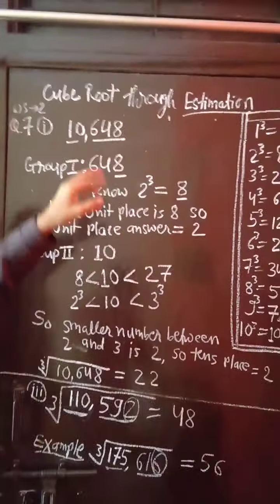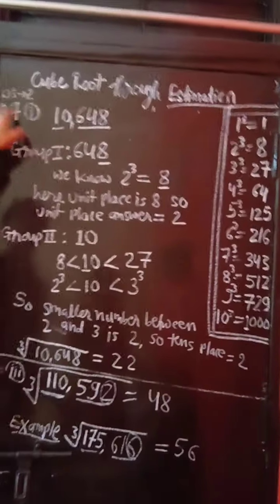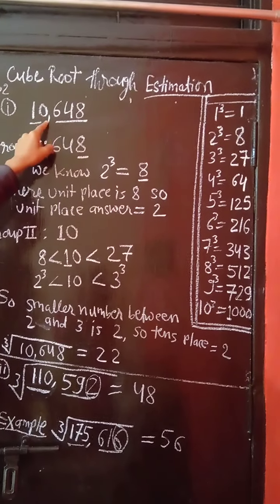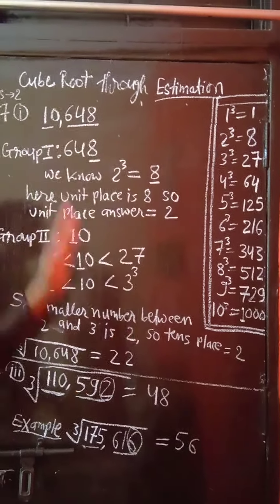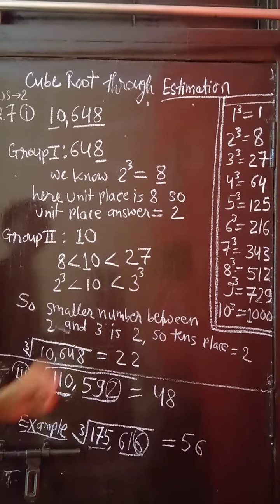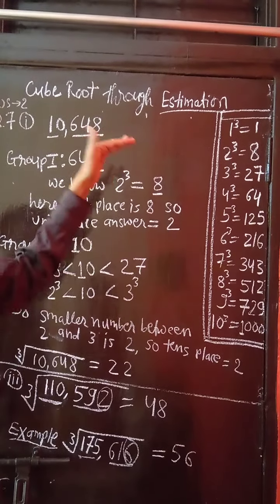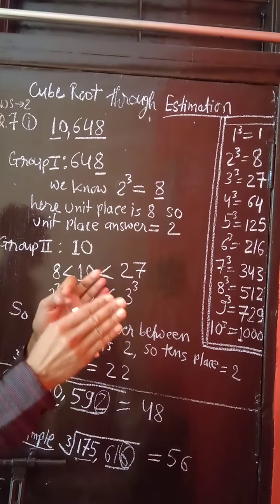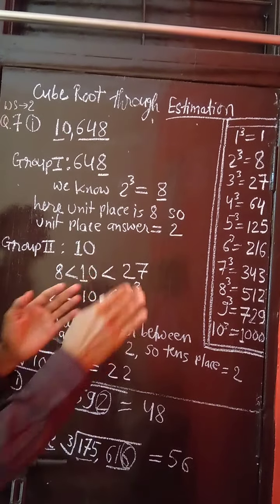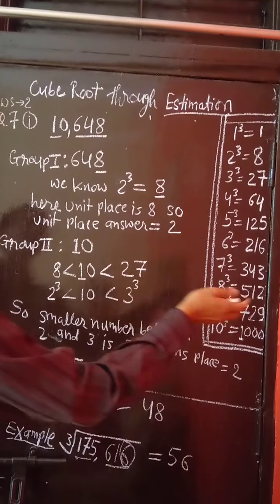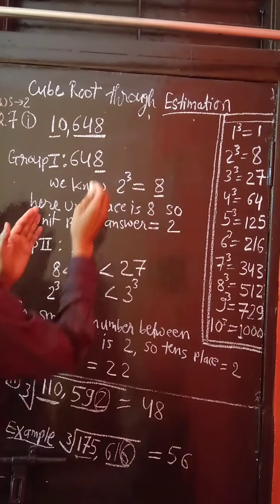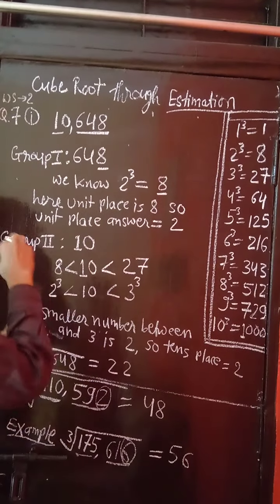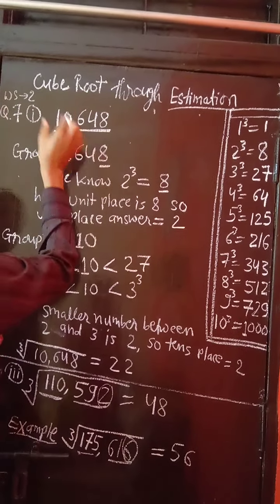So you see, for example, question number 7 of worksheet 2 first. The question is 10,648. We have to find the cube root through the estimation method. For this method, we will divide our number into two groups. From the right-hand side, the first three digits will be one group and the rest will be another group. So this is the first group, and this is the second group.